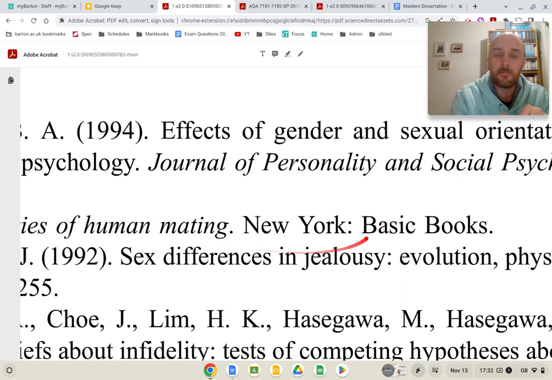You've then got the publisher location. So this was obviously published in New York, and the publisher itself. So Basic Books is a publishing company, the people that make books, basically. They get their name on this.